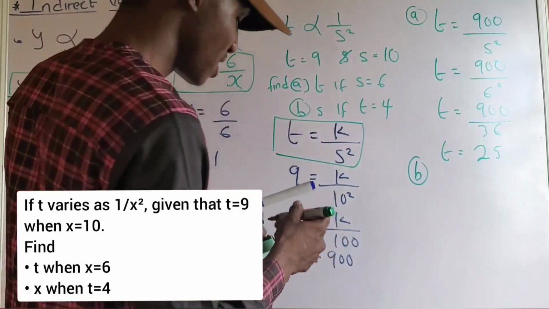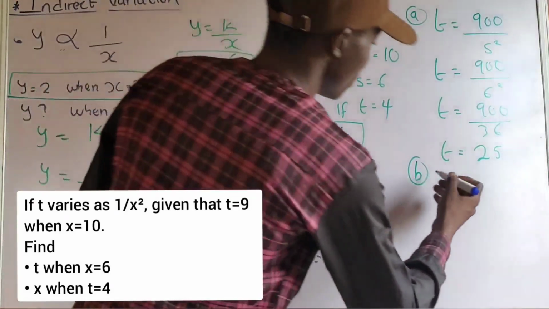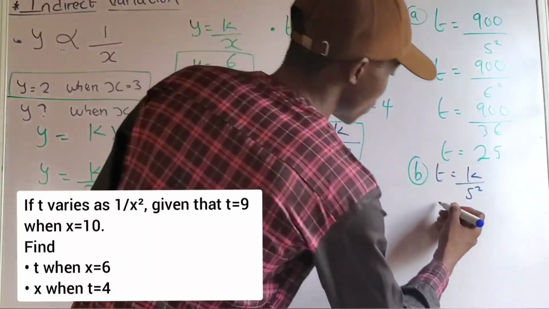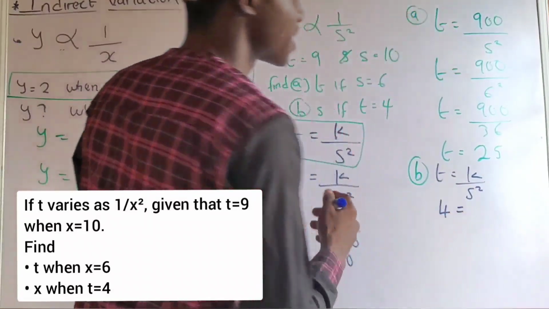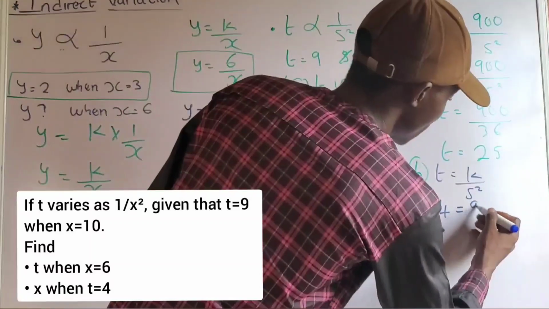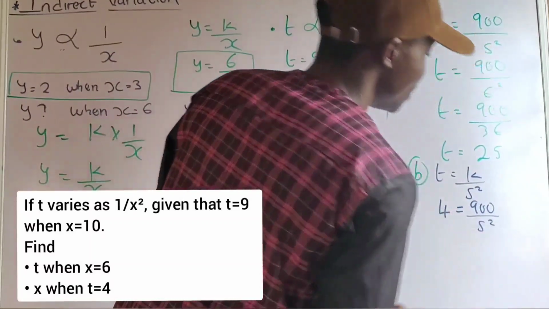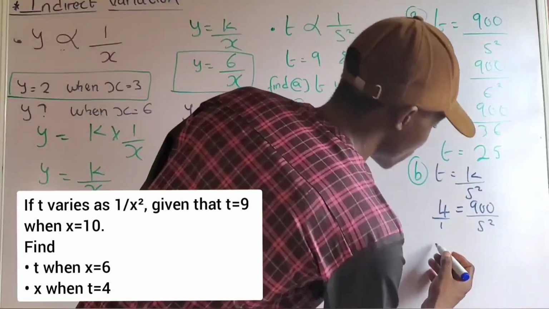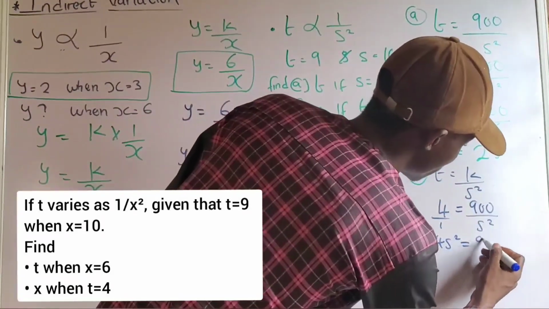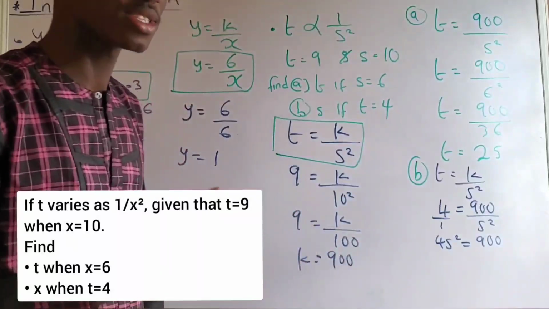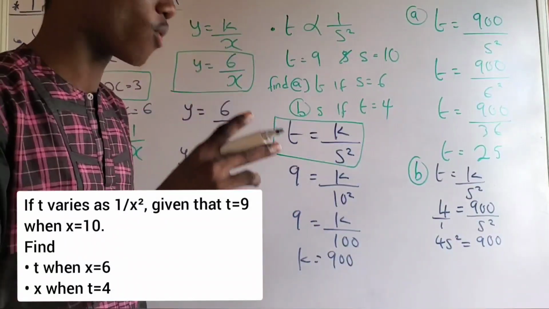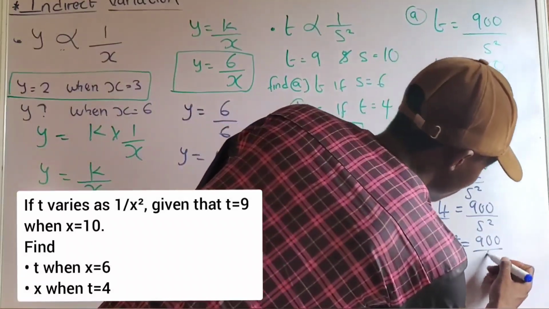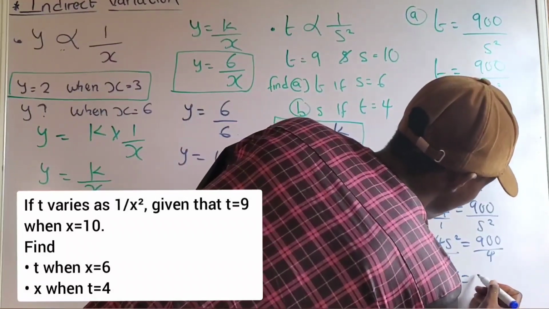To get the value of s when t equals 4, since t equals k over s squared, I'm going to replace t as 4. 4 equals k. k is what? 900. So I'm going to have 900 over s squared. The next step here is that I'm going to take the cross product. This over 1, I'm going to have 4s squared equals 900. Now, to get the value of s, I have to divide both sides by 4. When I'm done with that, I'm going to take the square root. So I'm going to have this over 4 and this over 4, s squared equals 900 over 4.